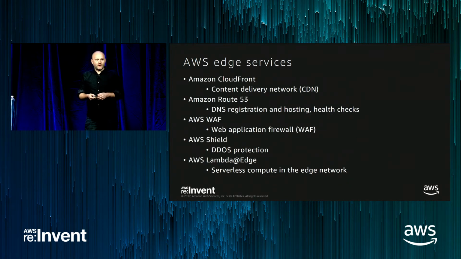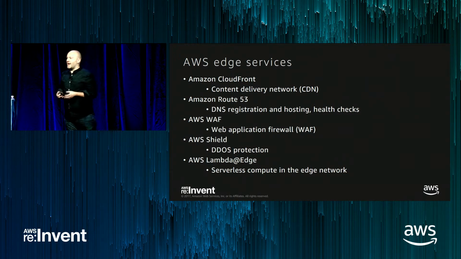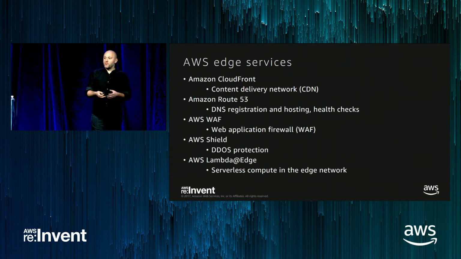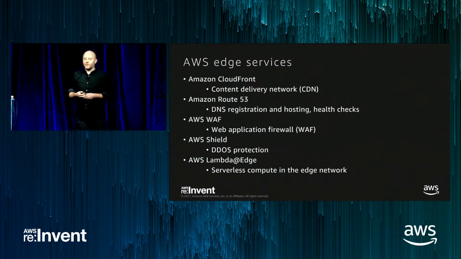We've also got the AWS Edge services. These services run in the AWS Edge network. Some of them will also run in the regions. To go through them in a list, there's Amazon CloudFront, our content delivery network, Amazon Route 53, our DNS service, AWS WAF, our web application firewall, AWS Shield, our DDoS protection service, and AWS Lambda Edge.